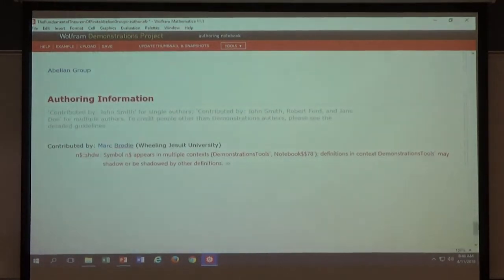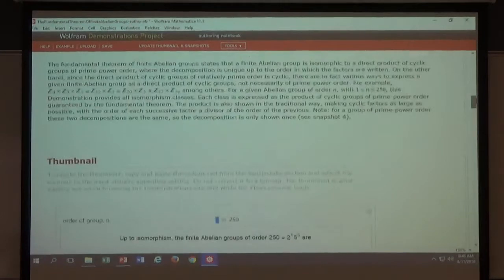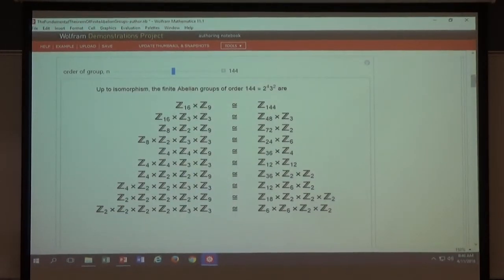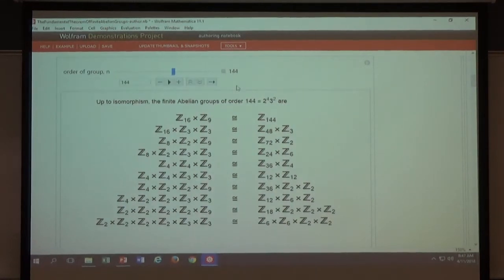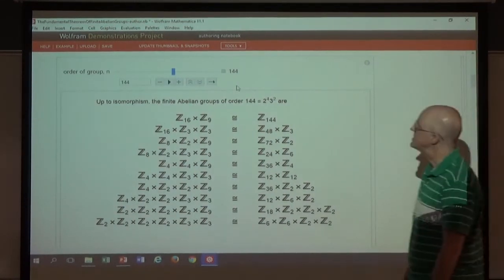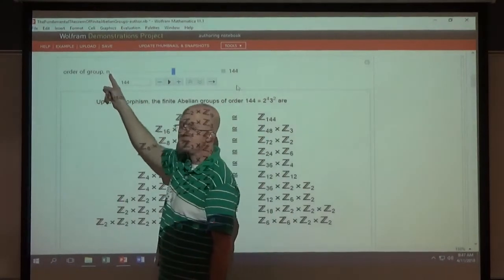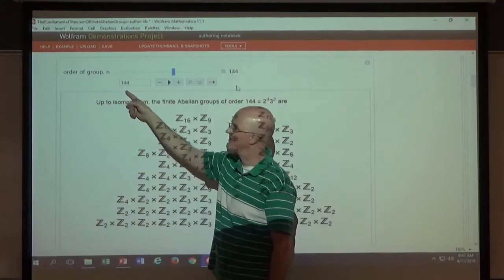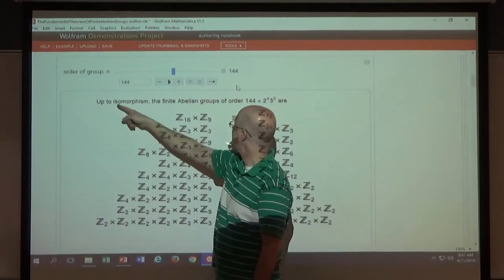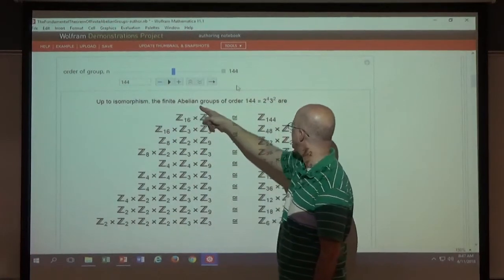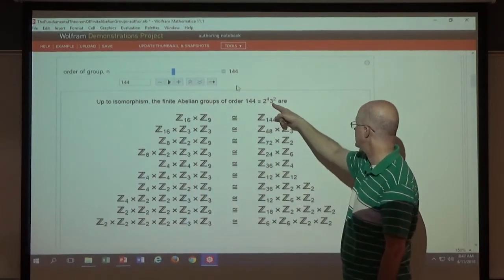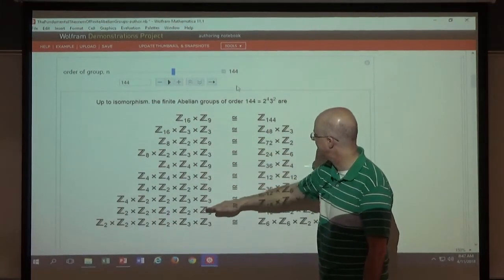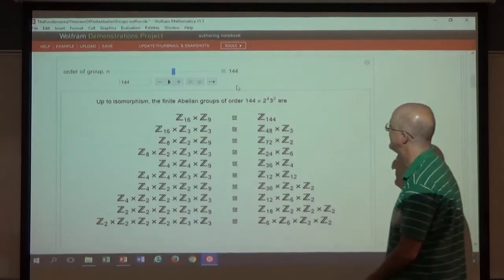And what does this code do? We don't see the code here, it's hidden in the background, but you can see some of the output. Let's look at this output right here. We've got a Manipulate animation that changes the order of the group, and it's set to be 144, that's why I picked 144. It's giving you output that says up to isomorphism, the finite abelian groups of order 144, which is 2 to the 4th times 3 squared, are these things. How many of them are there? 1, 2, 3, 4, 5, 6, 7, 8, 9, 10. 2 times 5, just like I said.